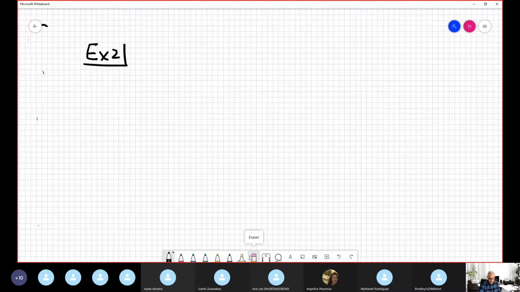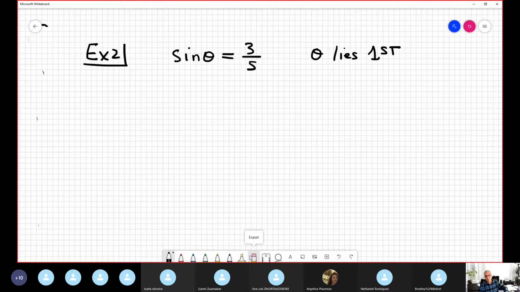What is the information given in example 2? It's given the sine. Sine theta is equal to 3/5. And it's giving que theta lies in the first quadrant. Pero I have no idea. Well, I suppose using my imagination que theta over 2, since theta lies in the first quadrant, theta over 2 lies also in the first quadrant. But okay, what is the efficient way to do this?